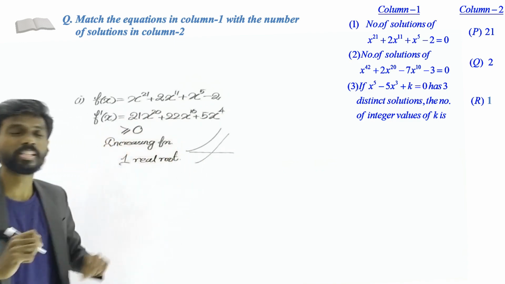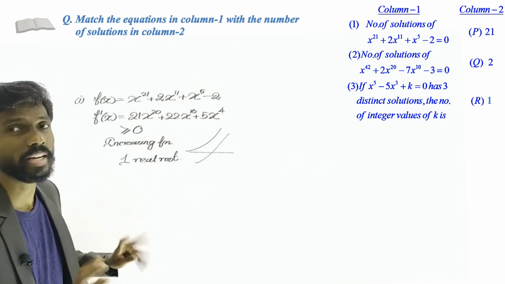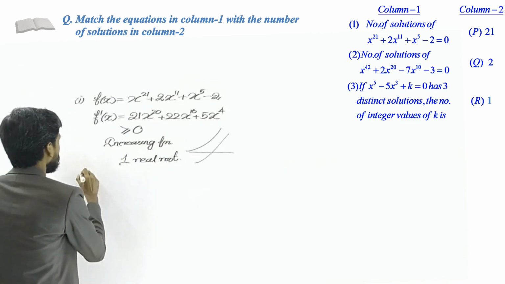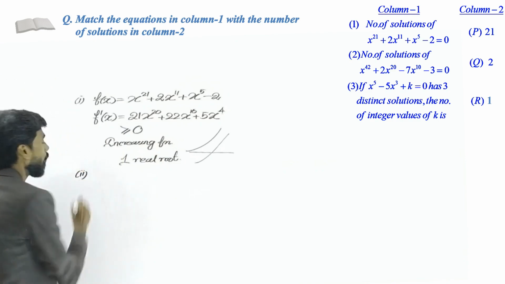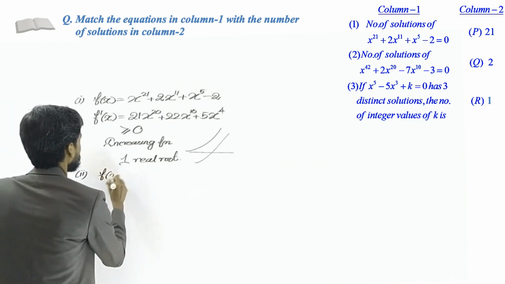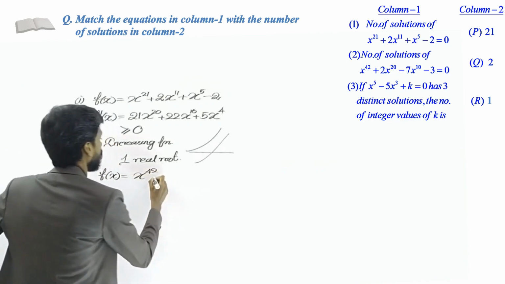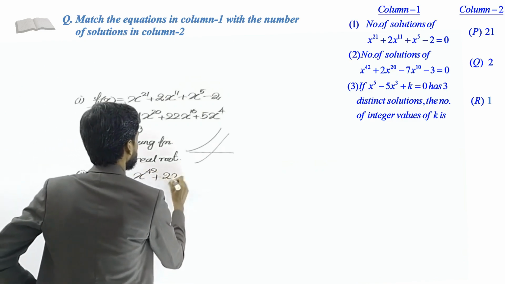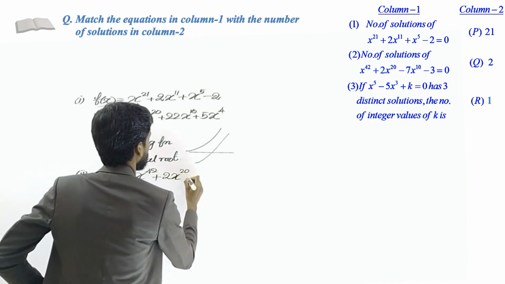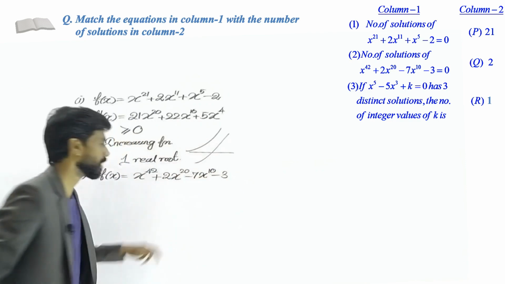Do you understand? So this equation has only one real root, and the remaining 20 roots are imaginary. Alright, so that is the first equation. Now let us consider the second equation. Let us take that as f(x) again: x to the power 42 plus 2x to the power 20 minus 7x to the power 10 minus 3. Alright, so this is the equation.